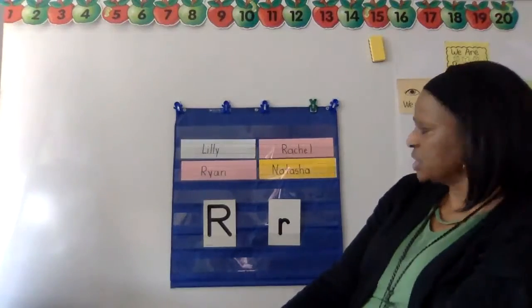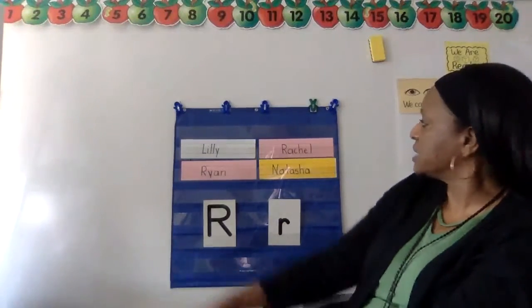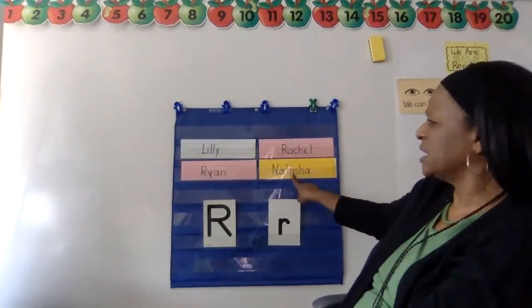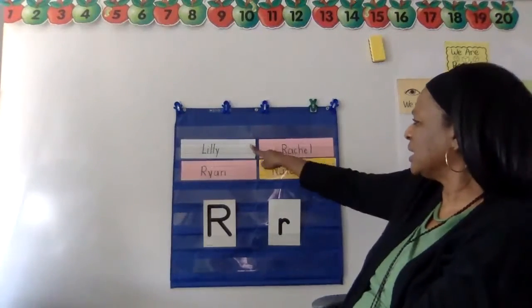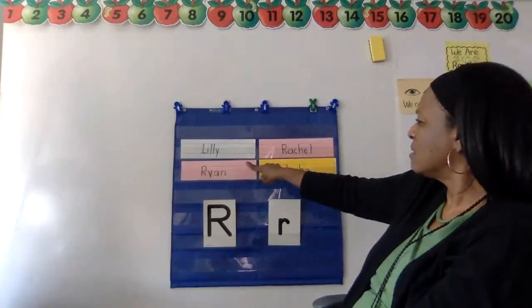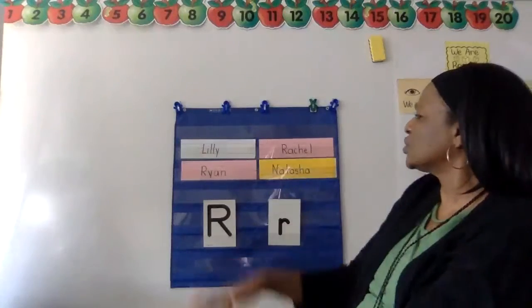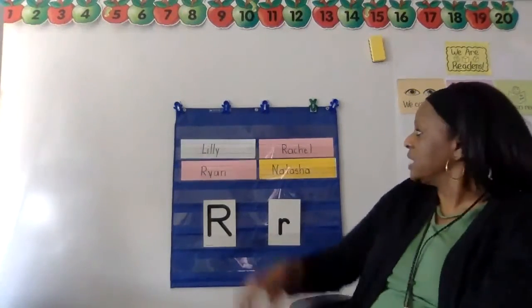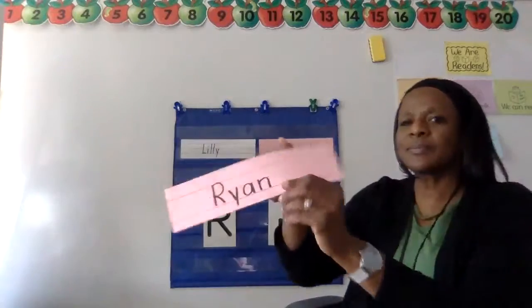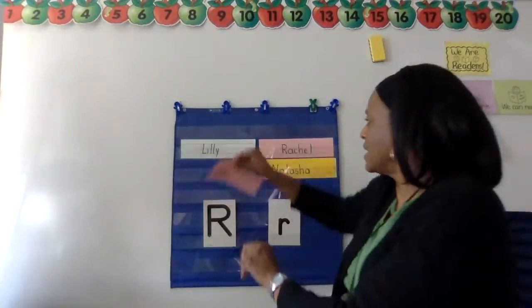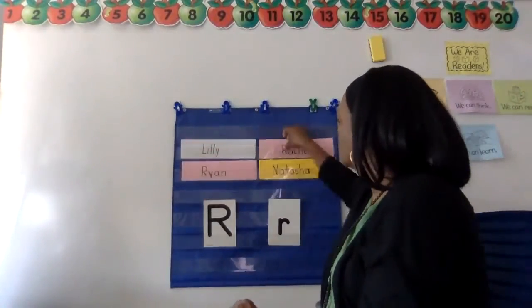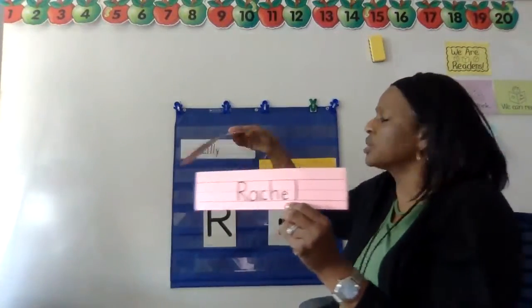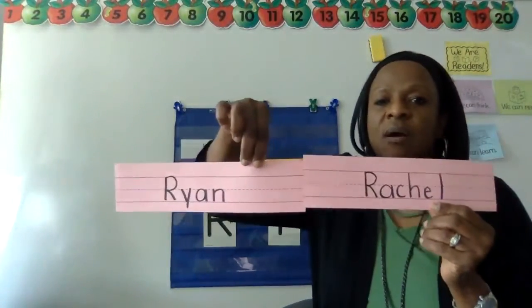So, which two names do you think it is? Is it Lily and Ryan? Rachel, Natasha? Lily and Ryan? Or Ryan and Natasha? Or is it Ryan and Rachel? You're correct. It is Ryan and Rachel. Do you notice they both start with the letter R?